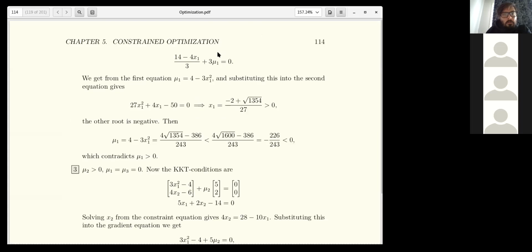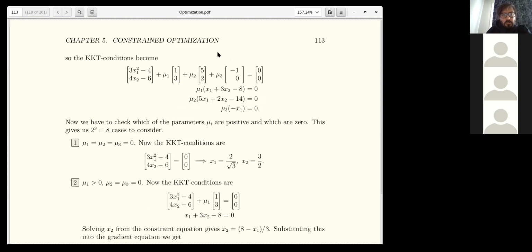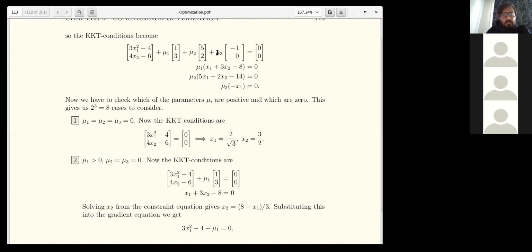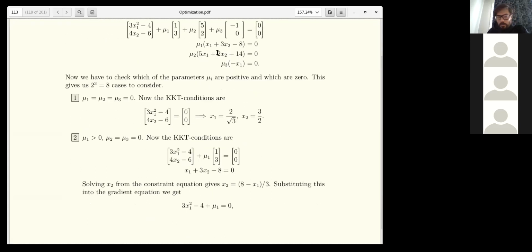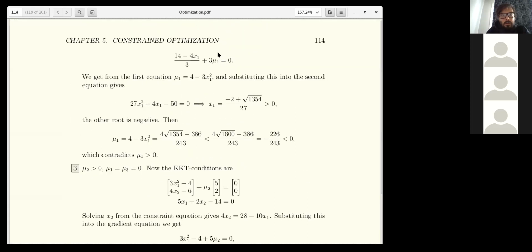Oh, sorry. Substituting into the second equation. The second equation in this case would be 4x2 minus 6 plus mu1 times 3 is equal to 0. And solving from this, we get the solution that mu1 is 4 minus 3x1 squared.